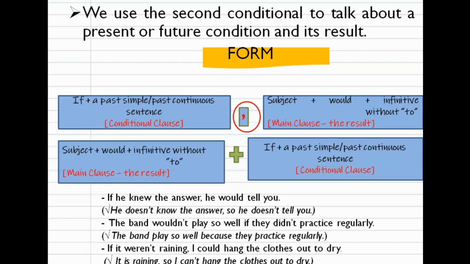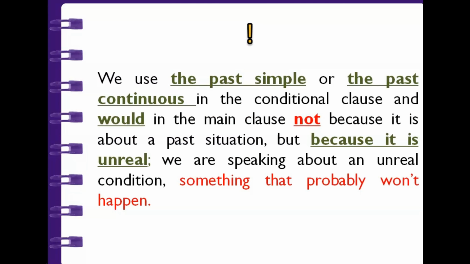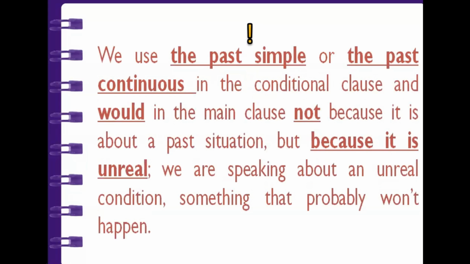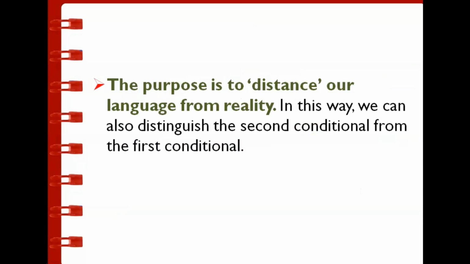If it weren't raining, I could hang the clothes out to dry. Now this means it's raining, so I can't hang the clothes out to dry. We use the past simple or past continuous in the conditional clause and would in the main clause, not because it's about a past situation, but because it is unreal. The purpose is to distance our language from reality.